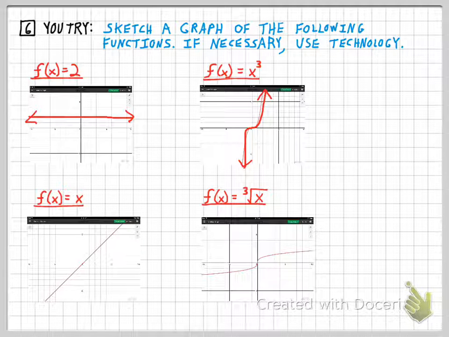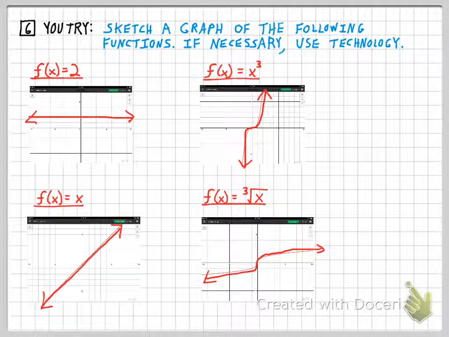F of x equals x, we call that the identity function. Whatever you stick into the function, you get the exact same thing out. It ends up being a line with slope of 1 that passes through the origin. And then the last one, you're probably a little less familiar with, but the cube root function is also a little squiggle graph that squiggles the other way. And that's another graph that you want to be familiar with.